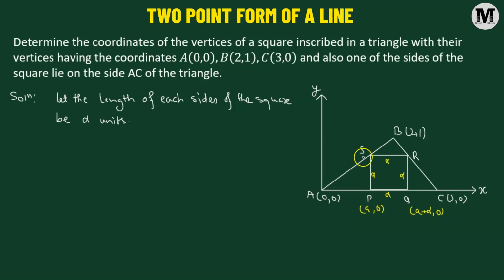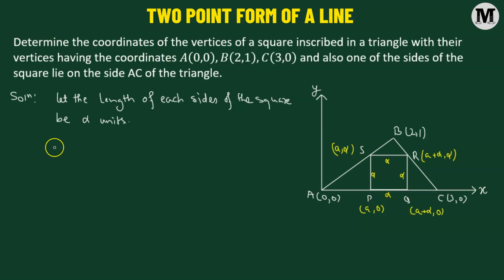Now we can also define the coordinates of point S. Now the coordinates of point S, its x coordinate is going to be a, and the y coordinate is going to be 0 plus alpha. So that means it will be (a, alpha). And then the coordinates of point R: the x component will be exactly the same as the x component of Q, so that's going to be a plus alpha, and the y component is going to be simply alpha. So that means our goal will be to find out the value of a and the value of alpha, and that's going to help us find out the coordinates of the vertices of the square PQRS.